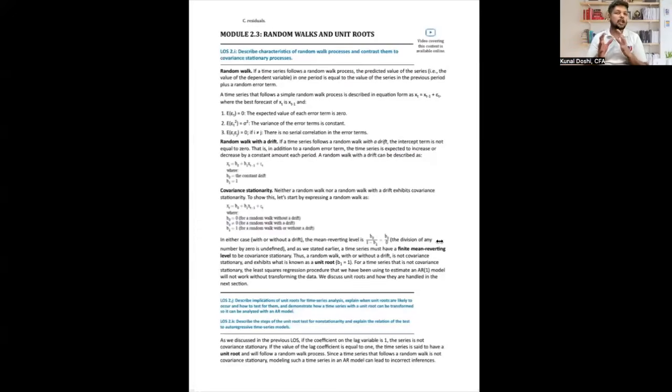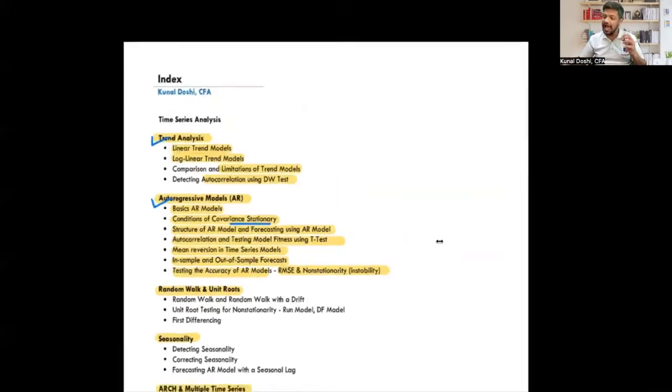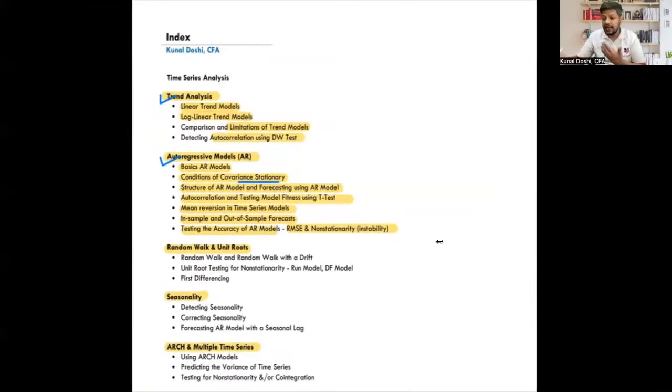So, what all we have done till now, let us understand that. First of all, we've done the trend analysis, where we did the linear and the log-linear model, and then we moved on to AR models, or autoregressive models. Under the autoregressive models, we have covered the very important property of covariance stationary. Covariance stationary, this is what we are going to discuss in a moment. What exactly is covariance stationary? And based on that, the future analysis will happen.